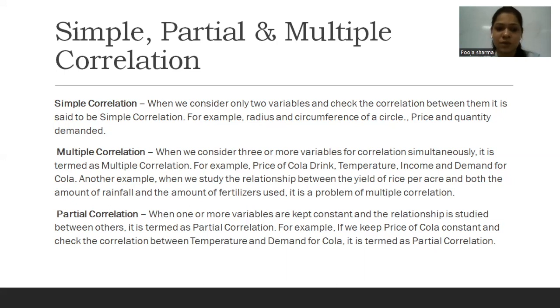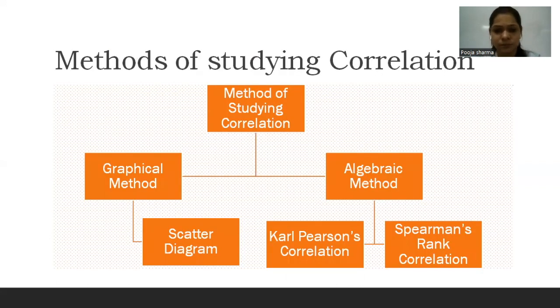And the partial correlation is when we have three or more variables, and we keep the other variables constant and measure the effect between any two variables. For example, if we keep the price of the cola constant and check the correlation between the temperature and the demand for the cola, it is known as the partial correlation.